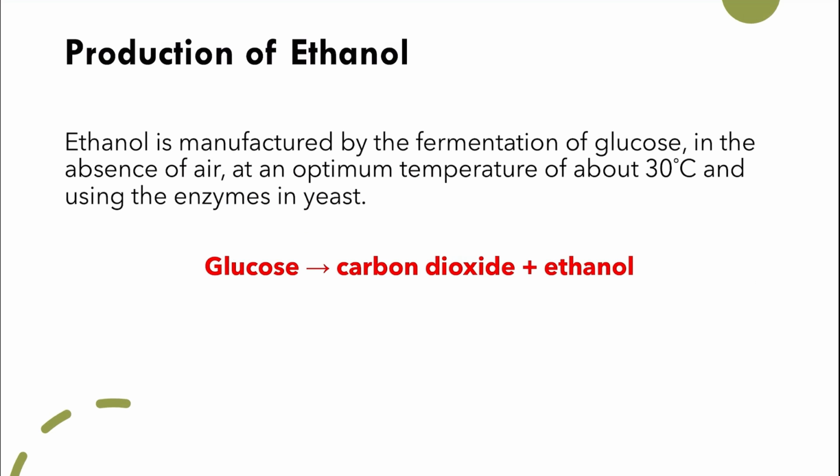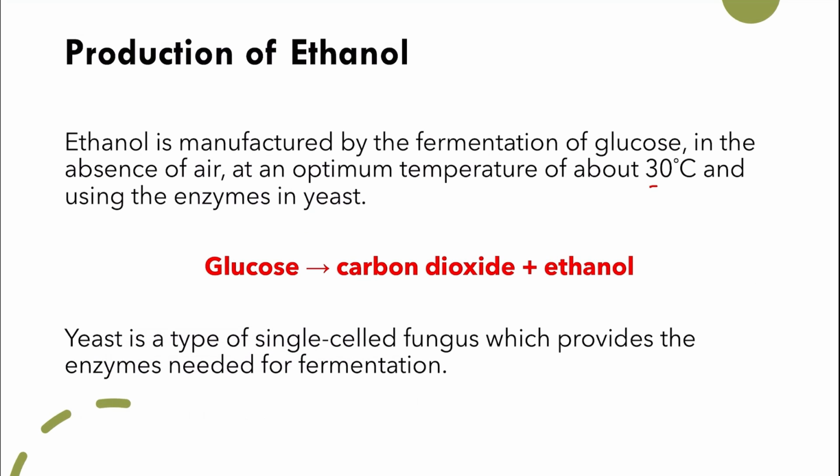There is an advantage for this method over the other one because glucose or sugar is considered a renewable source for the production of ethanol. Here ethanol is manufactured by the fermentation of glucose in the absence of air at an optimum temperature of 30 degrees using an enzyme in yeast, where yeast is a type of single-celled fungus which provides the enzyme needed for the fermentation. So this is an enzymatic catalytic reaction. We know that enzymes will always have optimum conditions for the reaction.